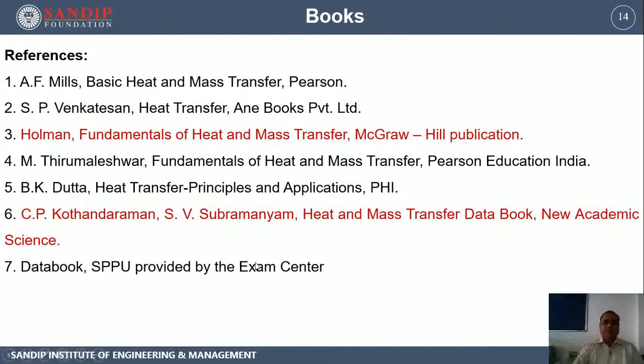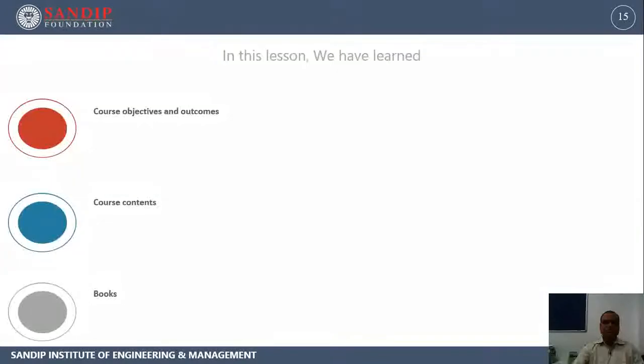So this was our syllabus for this subject called heat transfer. In this lecture, what we have learned is the course objectives and outcomes, which we saw in the initial part. Then we saw the detailing of the syllabus, and at the end we saw the books which are recommended by Savitribai Phule University for understanding and practicing the numericals.